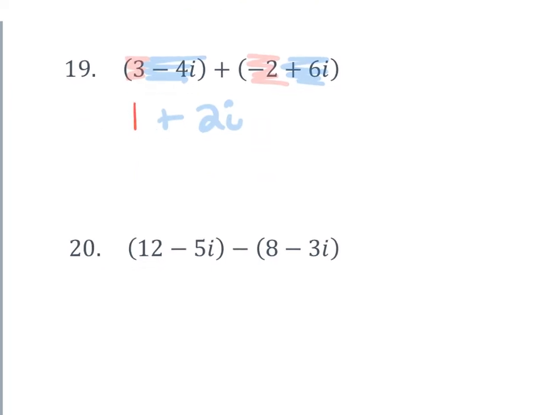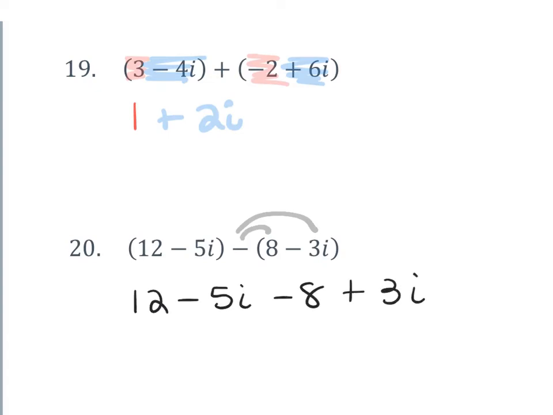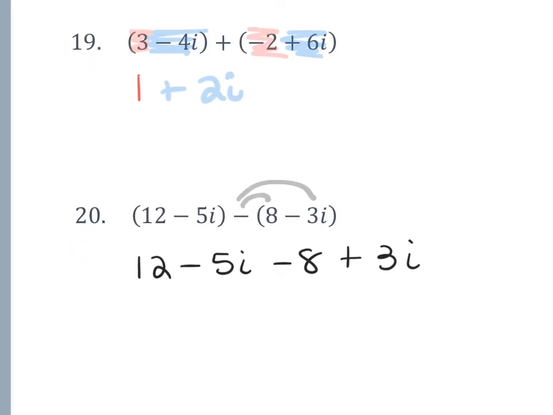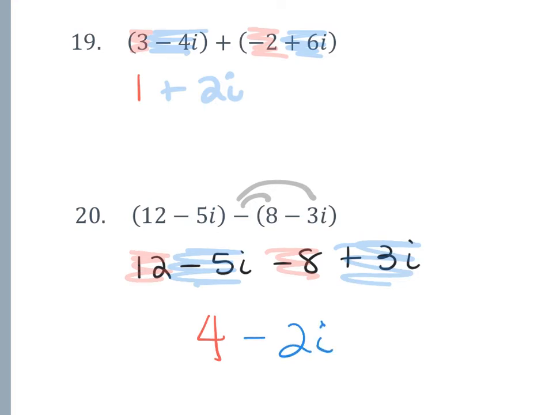The only thing here is you have to distribute the negative sign. So this is really going to turn into 12 minus 5i minus 8 plus 3i. I now add the reals. So 12 minus 8, and I get 4. Add the imaginaries, negative 5 plus 3, and I get negative 2i. So when you add and subtract, just treat them as like terms. Just remember for the subtraction to distribute the subtraction sign.